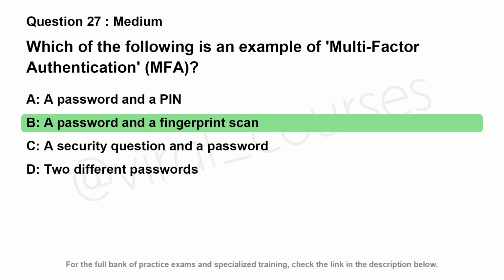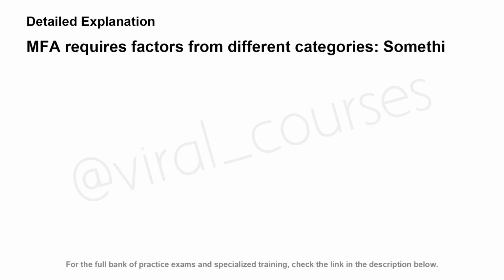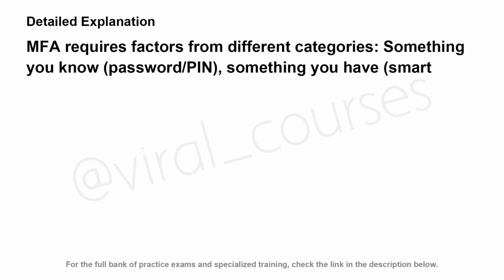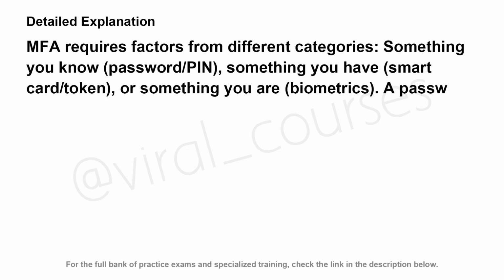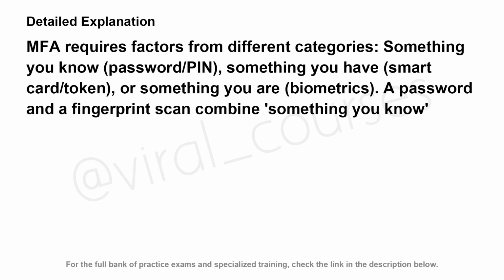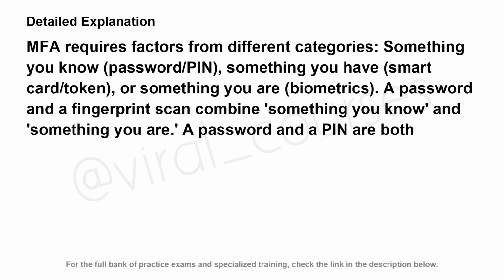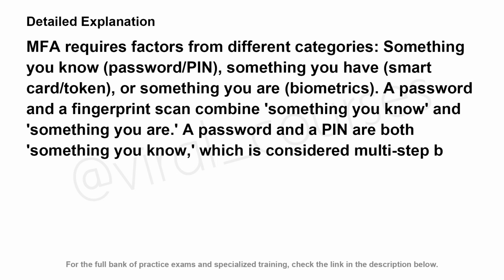The correct answer is B. MFA requires factors from different categories. Something you know, password, PIN, something you have, smart card, token, or something you are. Biometrics. A password and a fingerprint scan combine something you know and something you are. A password and a PIN are both something you know, which is considered multi-step but not multi-factor.